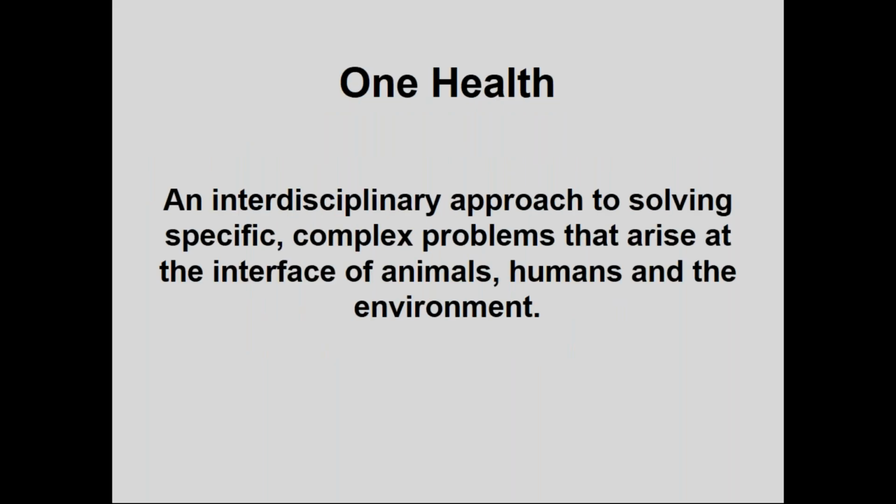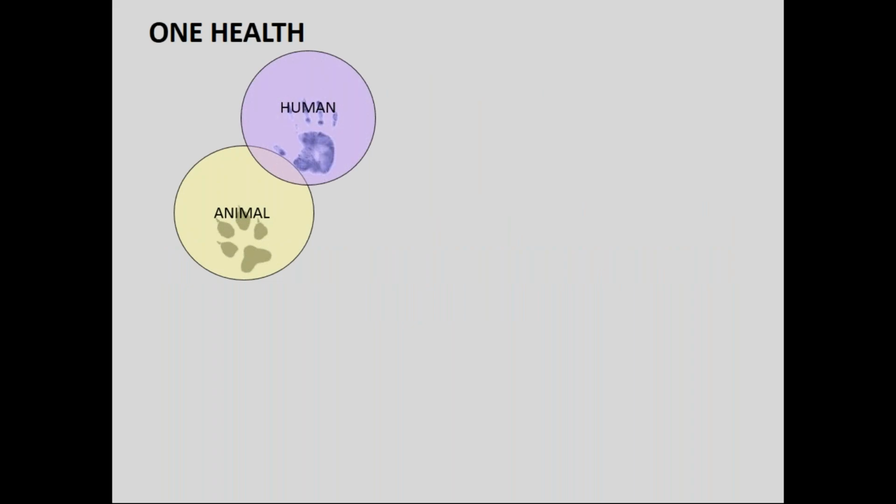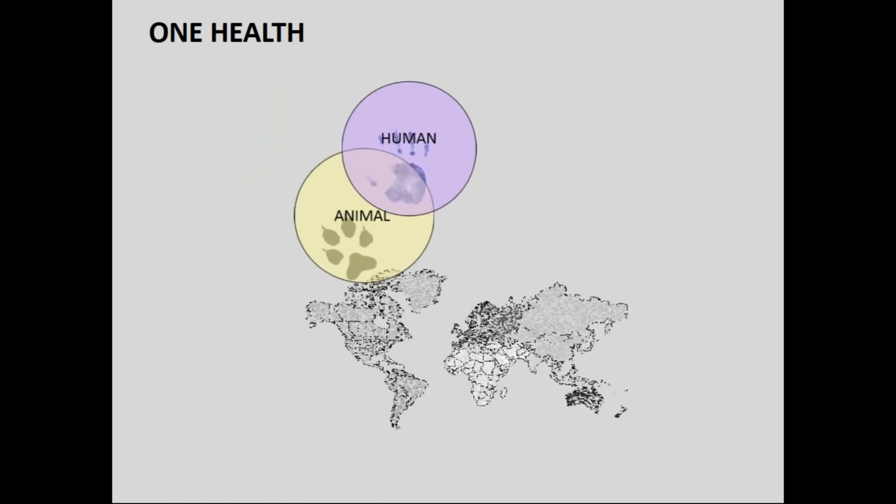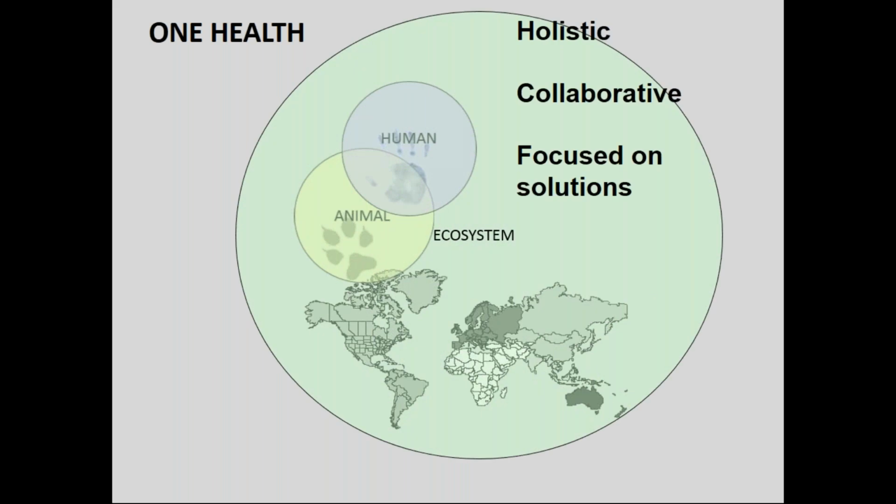Okay, so I'll also refer to One Health, and what One Health is defined as is an interdisciplinary approach to solving specific complex problems that arise at the interface of animals, humans, and the environment. So here is a depiction of what that may look like, and it's really examining the overlap between animal health, human health, and then how they intersect with global ecosystem health. So it's meant to be holistic. By nature, it's collaborative, and it's very solution focused.